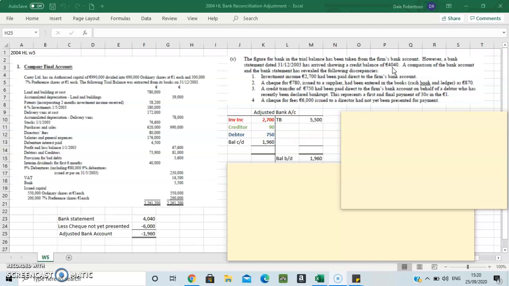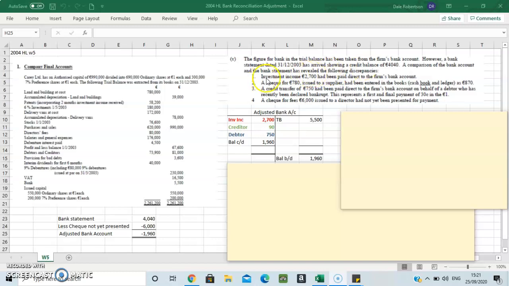Now, a bank statement is from the bank's perspective, so that credit balance means that we actually have 4,040 in the bank account. That's a positive thing from our point of view because it's a negative thing from the bank's point of view. A comparison of the bank account and the bank statement has shown the following discrepancies. So we have a situation where our bank account shows an overdraft that we owe the bank 5,500, whereas the bank think that they owe us 4,040, that we have that much in the bank.